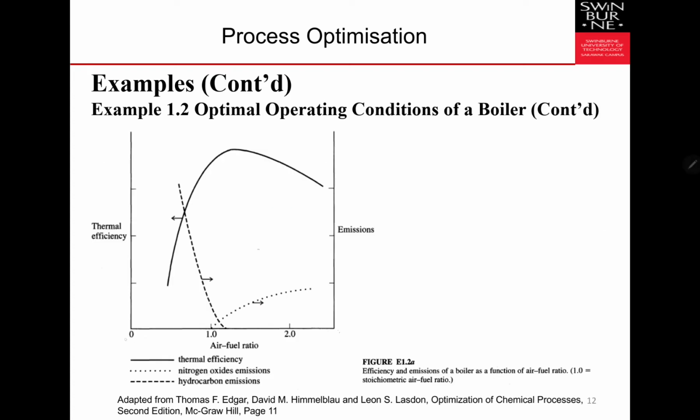So, as you can see in here, the x-axis represents the air to fuel ratio, which increases as we go from the left to the right direction. Okay, the left y-axis in here shows the thermal efficiency, while the right y-axis in here shows the emissions. Okay, let's inspect the first one, the continuous line in here, which is the thermal efficiency.